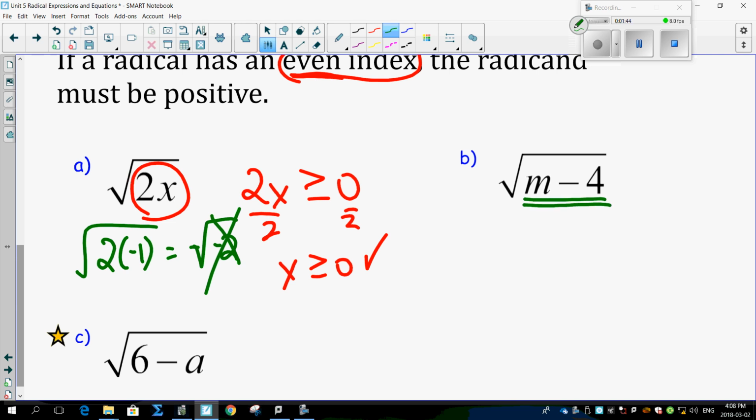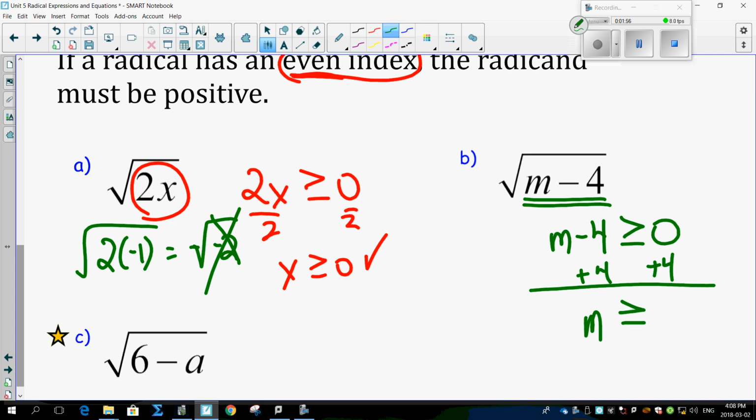Let's look at this question now. A little bit more complicated, but not really, because this says m minus 4 has to be greater than or equal to 0. Add 4 to both sides, and again, this just makes sense. m has to be greater than or equal to positive 4, because if m is not, let's say m is 3, put a 3 in here, 3 minus 4 gives you the square root of -1. Guess what? Can't do it.